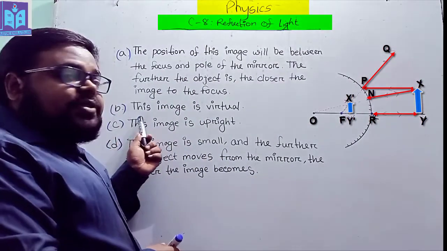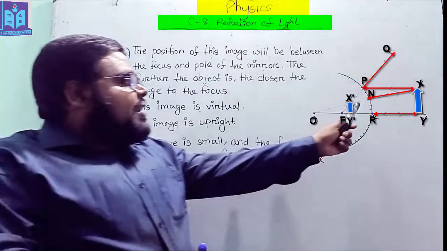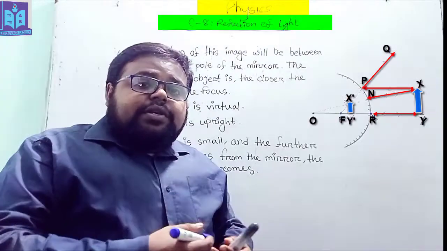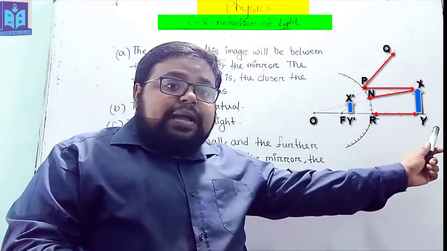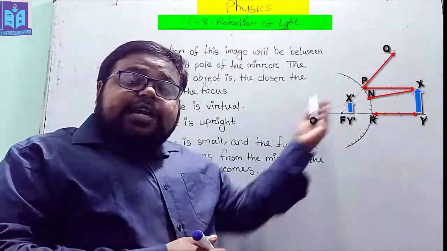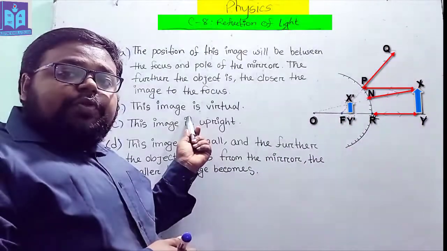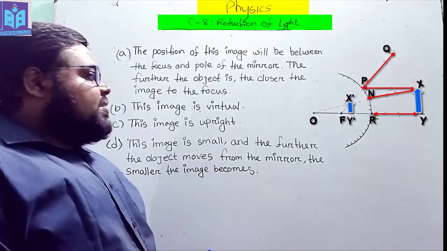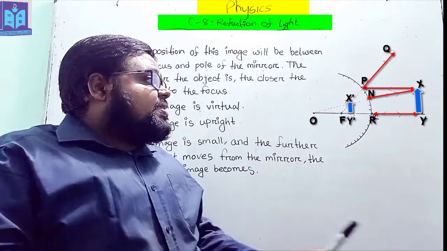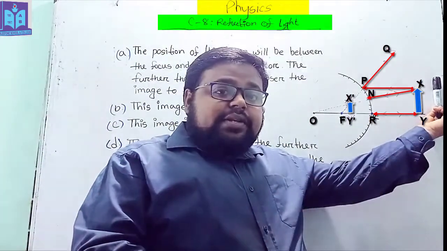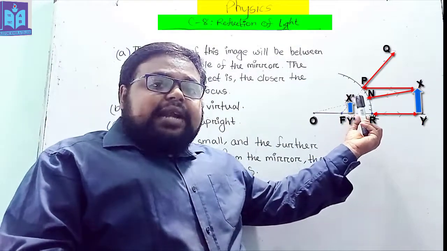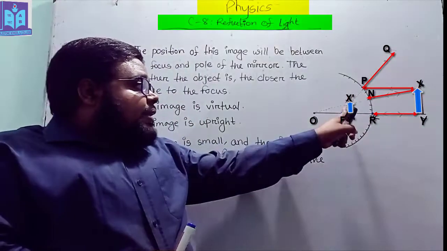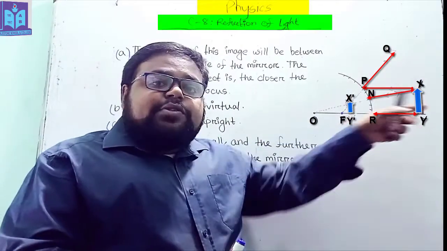The second one is that the image is virtual. Here you can see that the image is virtual because this is a mirror, and the object is situated in front of the mirror but the image is created at the backside of the mirror, so the image will be virtual. Number 3, the image is upright. That means the image is not inverted. Here you can see that if the object looks like that, the image will also look like that, but the size of the image is smaller than the object, though the image and the object look the same.